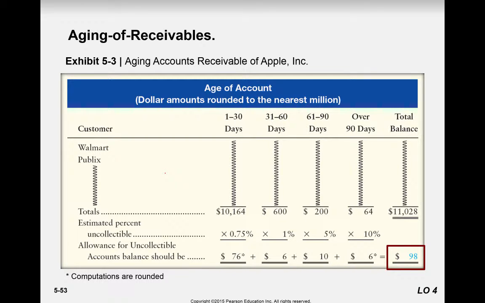So here you see an aging. This is called an aging report of accounts receivable, AR aging. Then you see the categories of terms. We call them buckets or categories, right? And each customer that owes us has a balance.